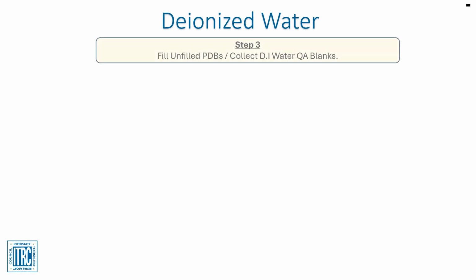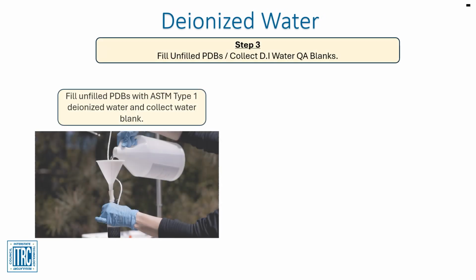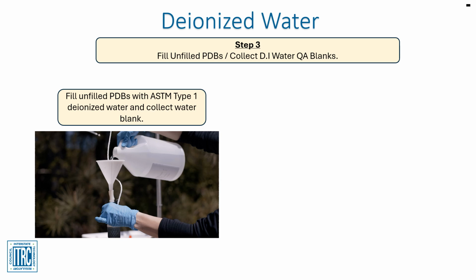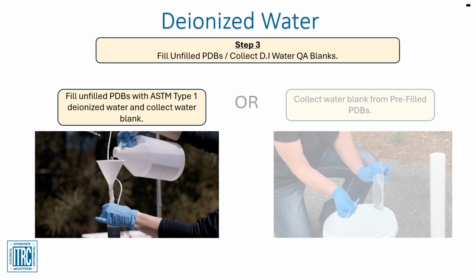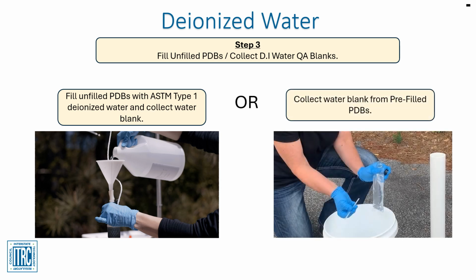If unfilled PDBs are purchased, fill empty PDBs to the top of the nozzle with ASTM Type 1 deionized water, and insert the red plug. Collect a QA sample from the DI water source at the project site. If pre-filled PDBs were purchased, be sure the DI water blank travels with the samplers and then collect a QA sample from the travel blank at the project site.